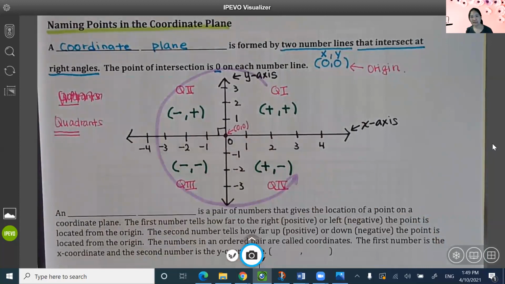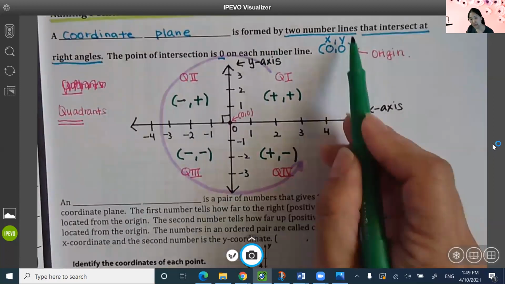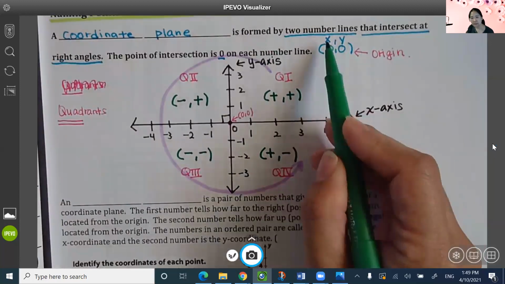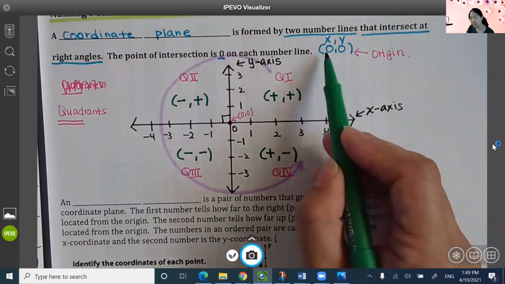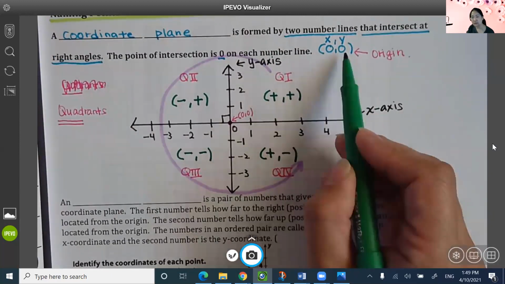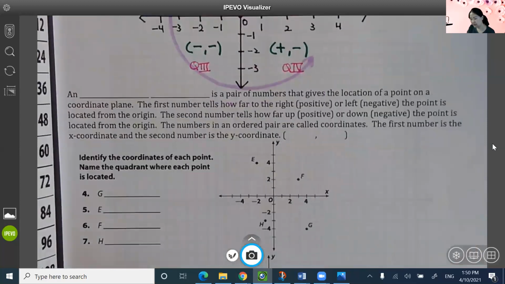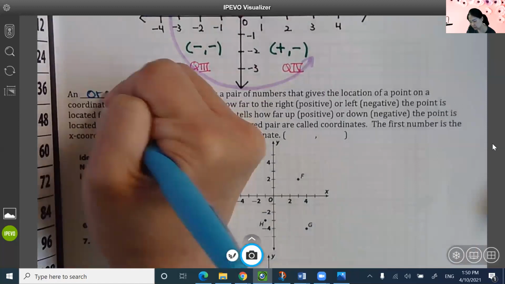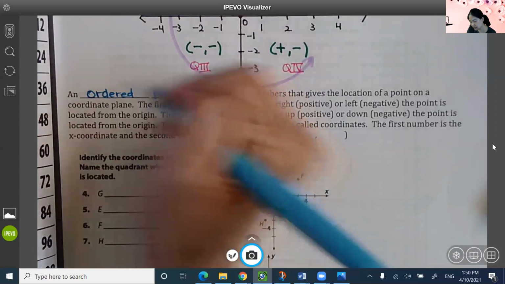Moving on, we're going to talk a little bit more in detail about these ordered pairs, which is a pair of numbers. It's going to let you know where to graph a point on a coordinate plane. First one is the x coordinate. Second number is the y coordinate. Okay, so let's talk about that. Over here, an ordered pair. It's literally an ordered pair.